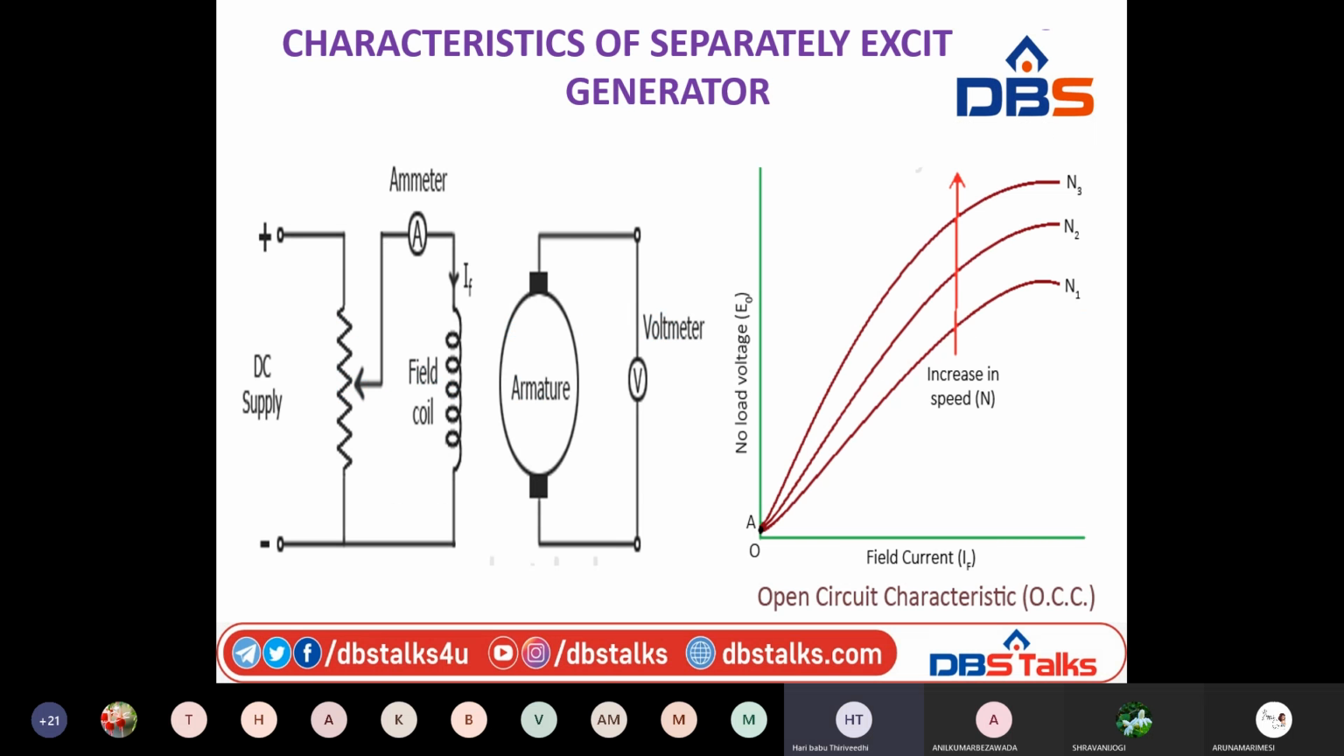This is the characteristic of a separately excited generator. Starting from 0 onwards, it will be increasing. Why? Because this is separately excited. For self-excited, residual magnetism will appear. So this is no load voltage versus field current.